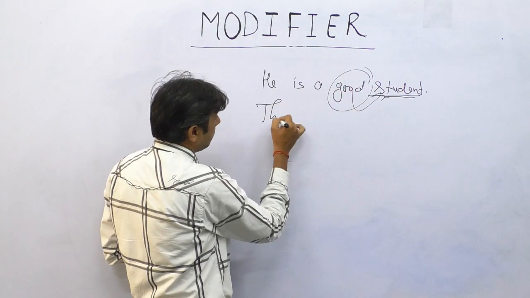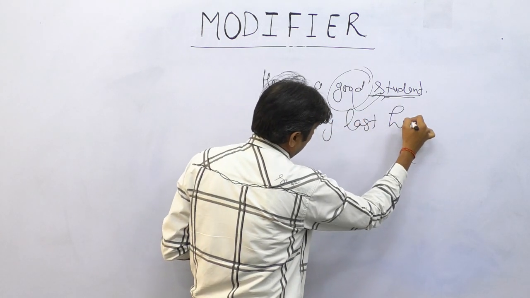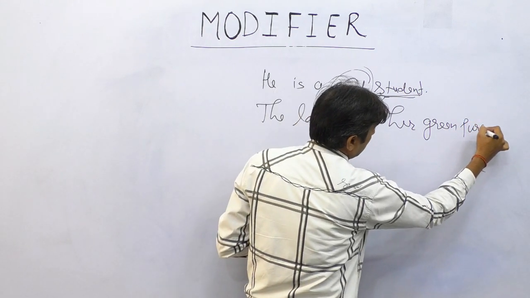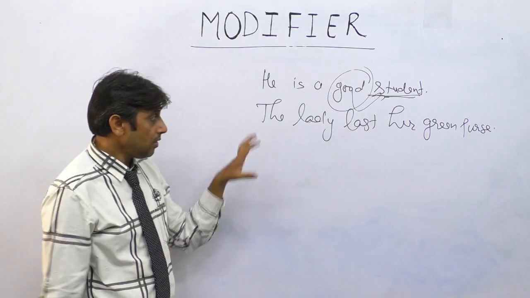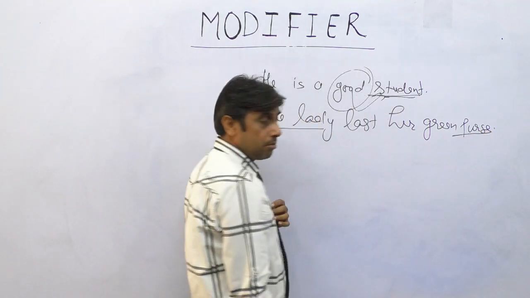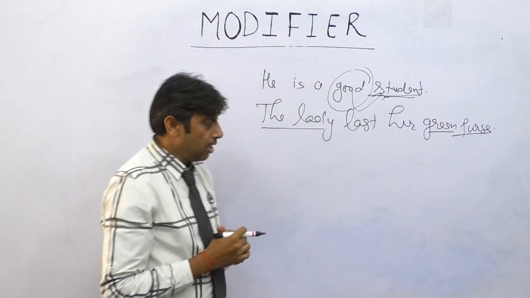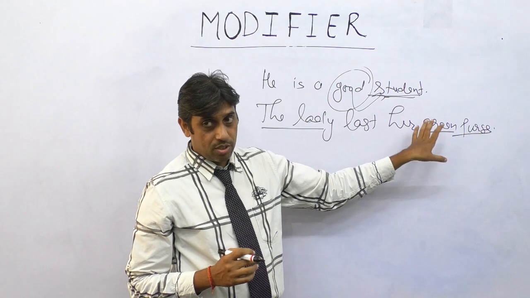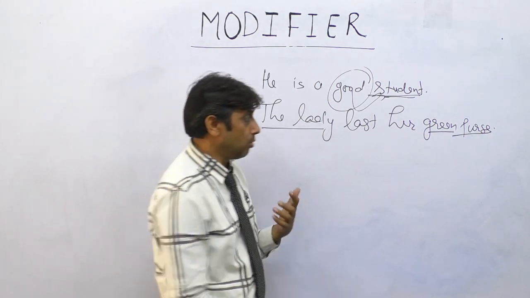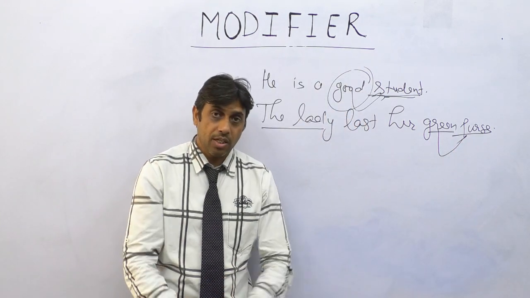Okay, the lady lost her green purse. We have two nouns here, one is the lady and the second is purse. We have one adjective here, green. Adjective means the word which is used to qualify a noun, to describe the qualities of a noun. Green is there to qualify what kind of purse that is, a green purse.